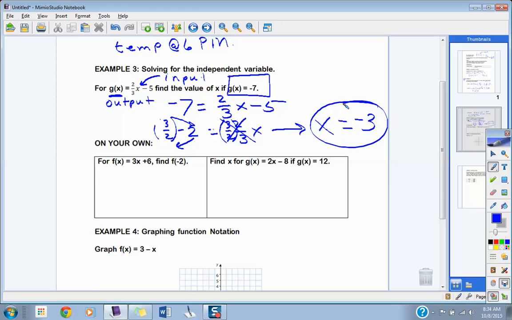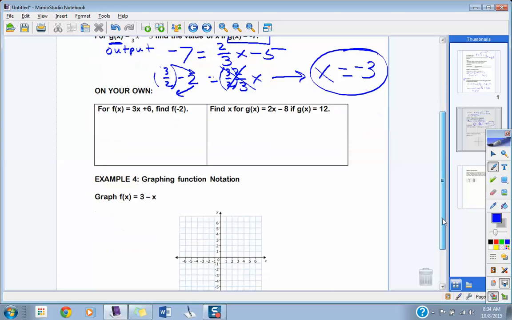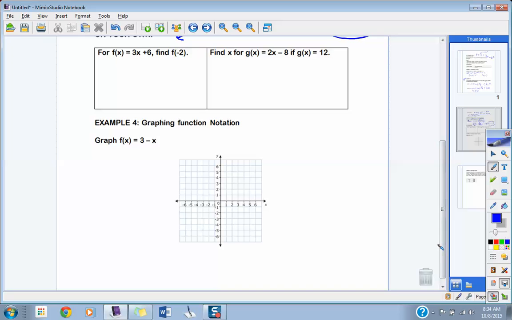Okay. Sonia, on your own, did we get through that yesterday? Yeah. All right. How about a volunteer to explain to me what to do here for this first one then? Do I have the input or do I have the output? Volunteer to help me with this one. How do I solve for f of x equal to the function 3x plus 6? What's it mean to find f of -2? Is this part in parentheses an input or an output? It's an input, so I have to plug it in for x.